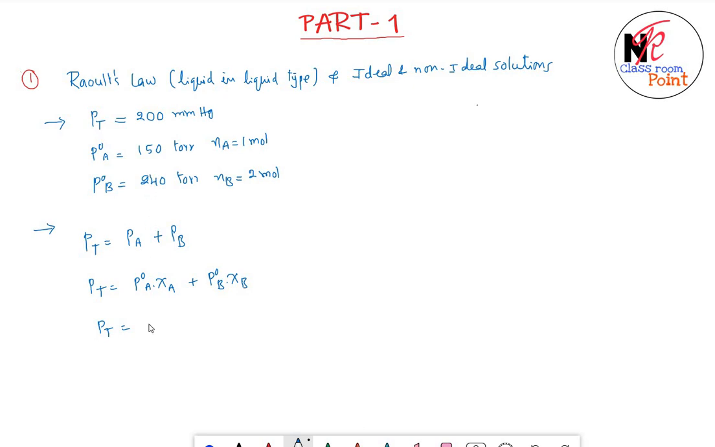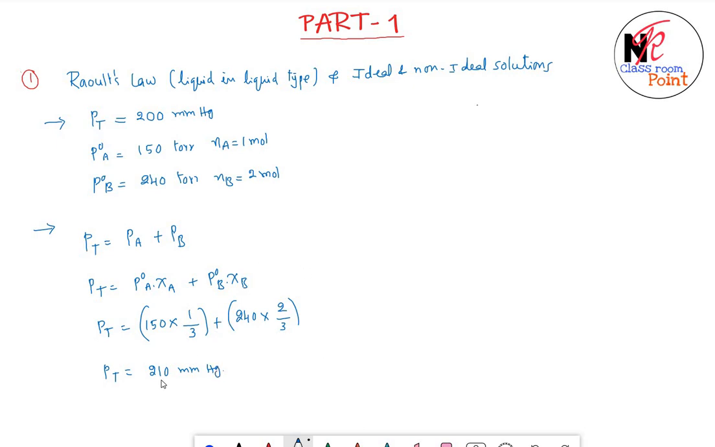P naught A value is 150 torr into mole fraction of A, number of moles of A divided by total number of moles, so 1 by 3, plus P naught B 240 torr into number of moles divided by total number of moles, 2 by 3. By solving this, we shall get the expected total pressure of the solution.